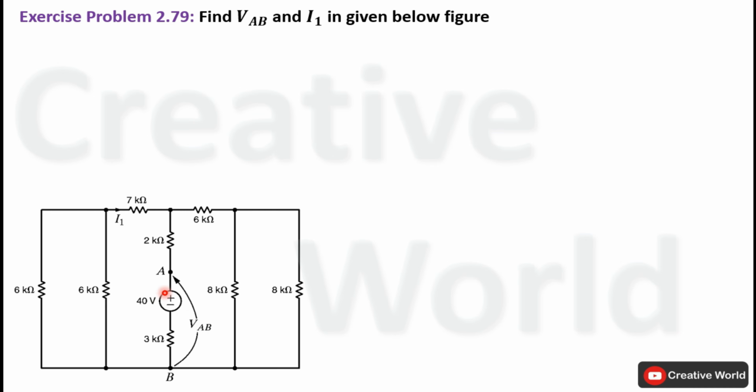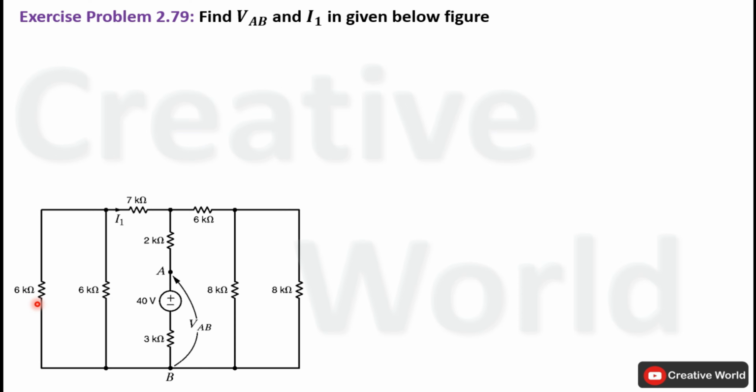First of all, we will simplify this network in order to calculate the total supplied current. Later on, we will use that total supplied current to calculate current I1 as well as voltage across this 3 kilo ohm resistance. And whenever we have the value of voltage across the 3 kilo ohm resistance, we will be able to calculate the voltage between these 2 points, which is the sum of these two voltages. So first of all, we will simplify this network.